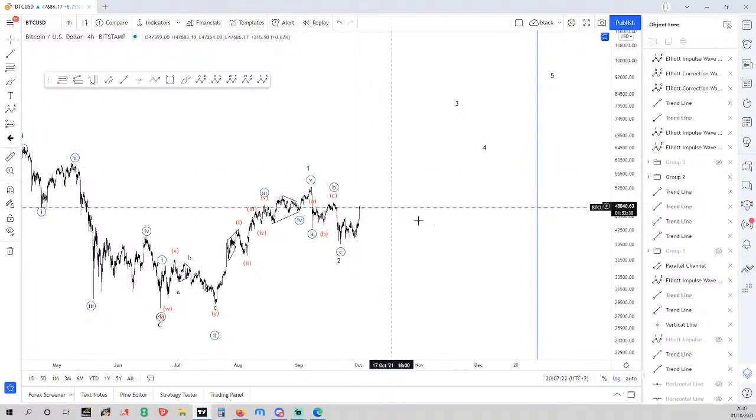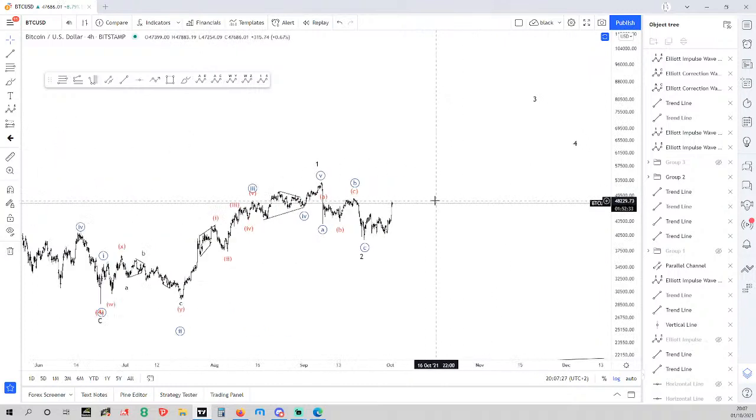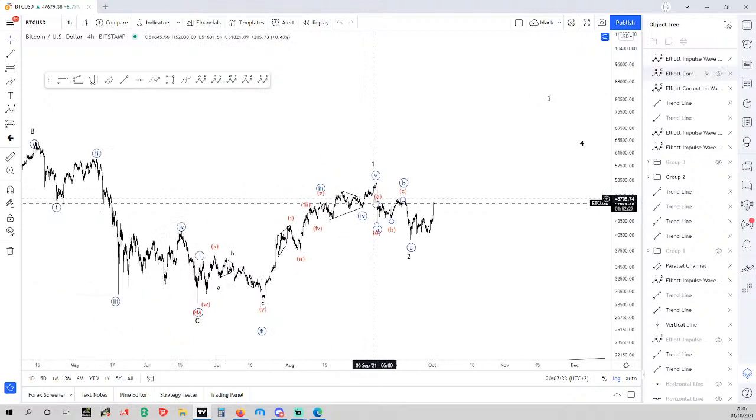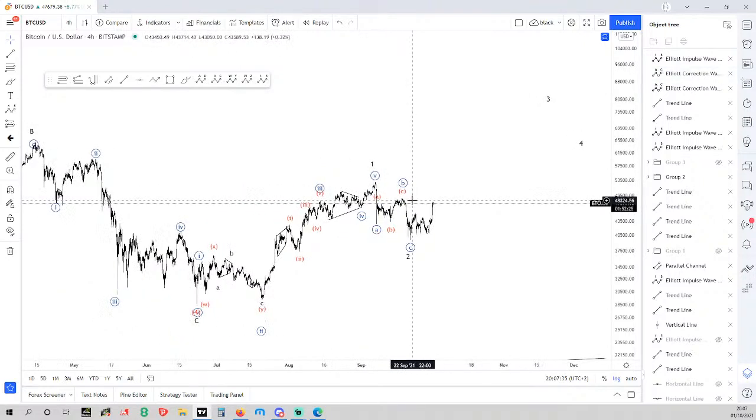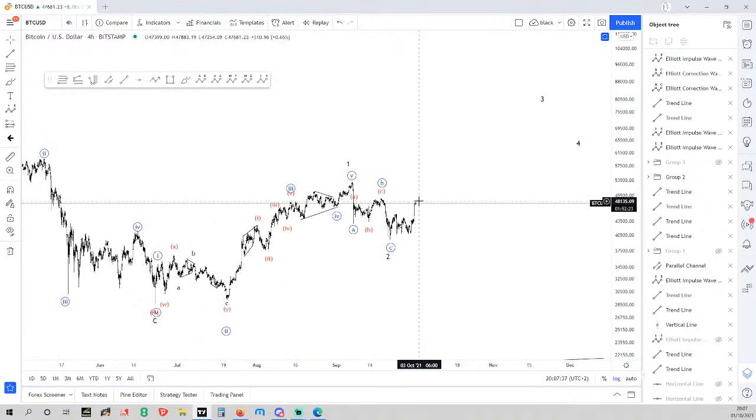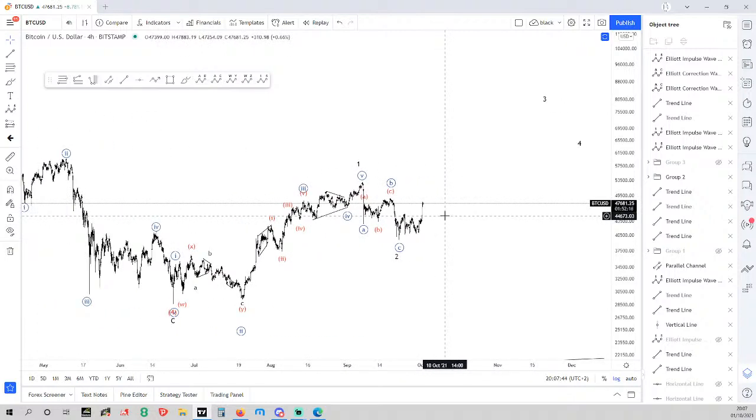48.5. Yes, so this, of course, is my potential B wave. The B wave gets broken, and that of course adds probability. I would never buy here on the break. I would wait for the pullback. As a matter of fact, of course, everyone has his own trading style.